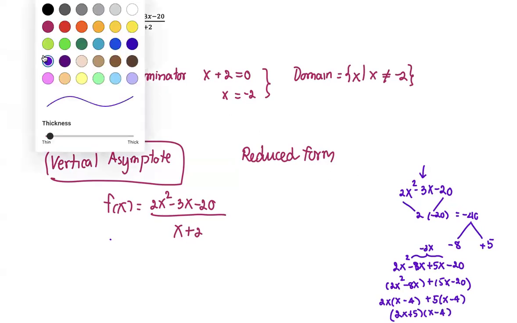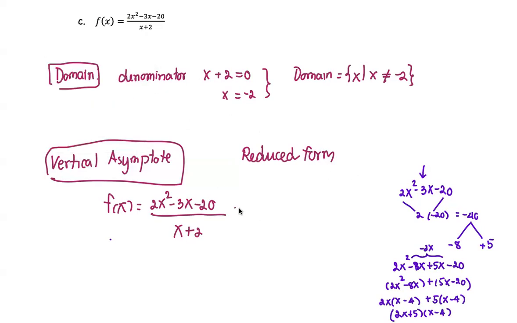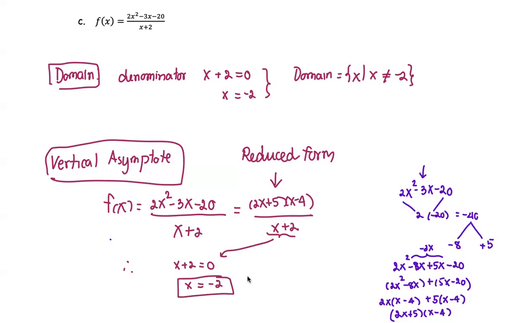Now we bring it back into the main part of the problem. The function has the factored form of the numerator as (2x plus 5) times (x minus 4), all divided by x plus 2. We do not have any common factor, so this is the most reduced form. Therefore, we look at the zero of the denominator. So x plus 2 equals 0, or x is negative 2. Therefore, we have x equals negative 2 as the vertical asymptote for this problem.